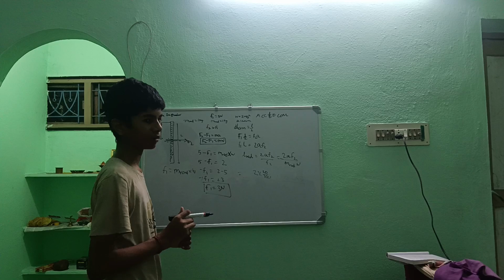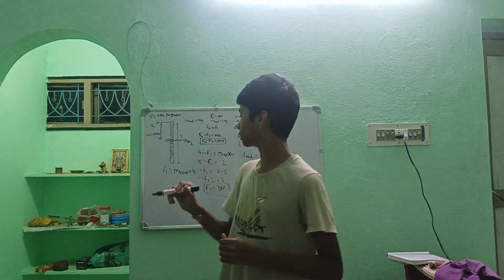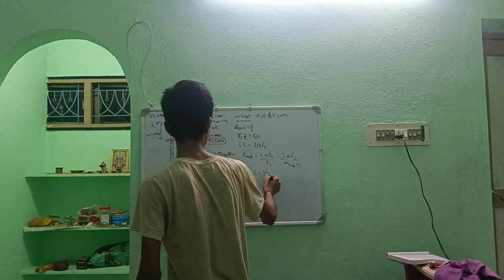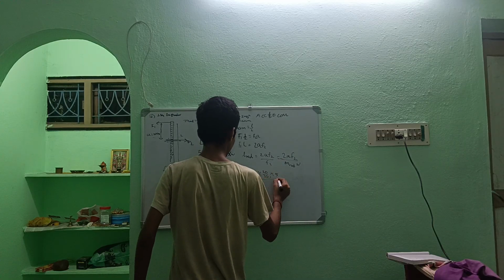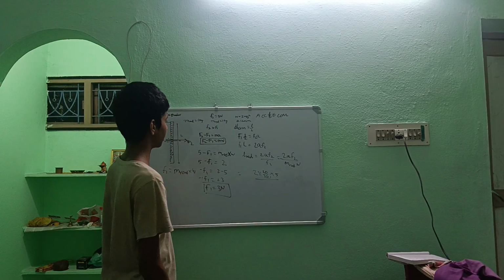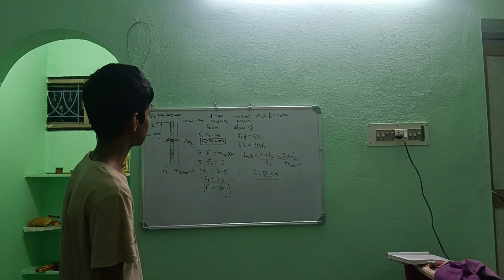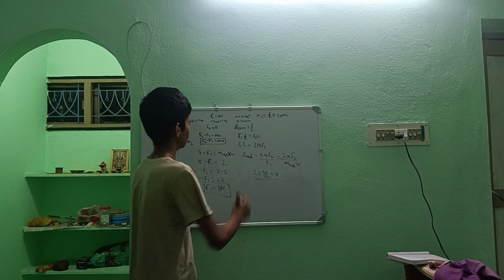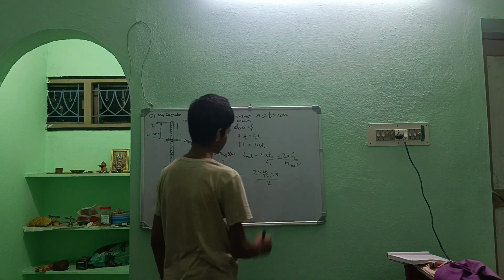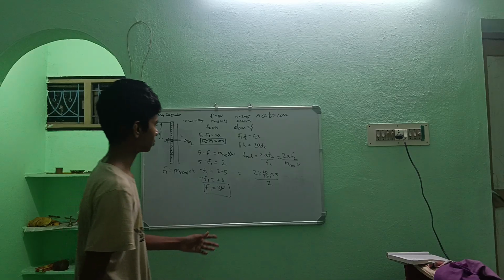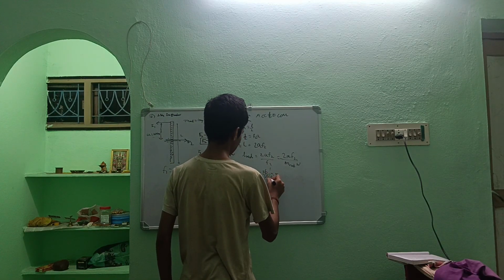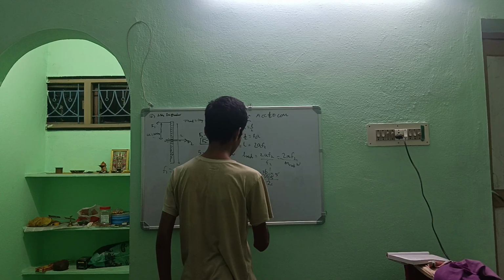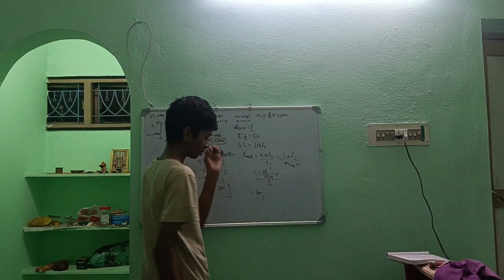Equal to 2 into 20 by 100, 20 centimeters. We need to convert 20 centimeters into meters. We get 20 by 100, right? Into what is F2? 5 newtons by M rod into W. What is M1? 1, 2 twos are 2, right? W2. We get 1 meter as the answer.